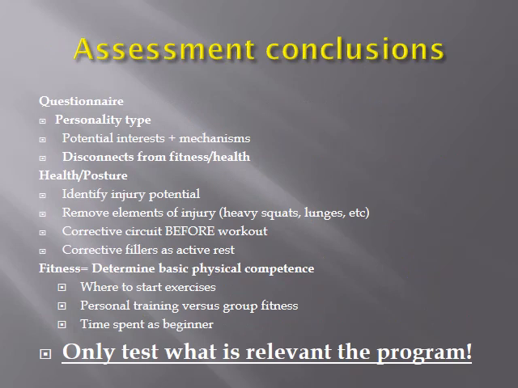So, some conclusions from our assessment. What are we trying to get at in total? Number one, we're looking at personality type. What interests this person, what motivates them, and what could potentially disconnect them from what they're trying to do. Once we've gotten this information, now we want to look at injury potential as well as what to remove in order to be successful with their workouts. As a third concern, we're also going to look at some basic stretches and correctives that we can insert into their workout, and then we look at their fitness and get an idea of where to start and what environment this person would be best in.